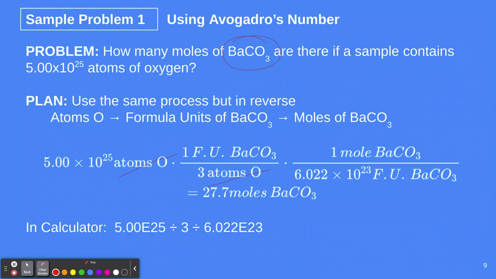But we don't want to be in there. We want to be in moles. So we're going to get out of formula units into moles by using Avogadro's number there. You can see 6.022 times 10 to the 23rd. And so we get 27.7 moles.